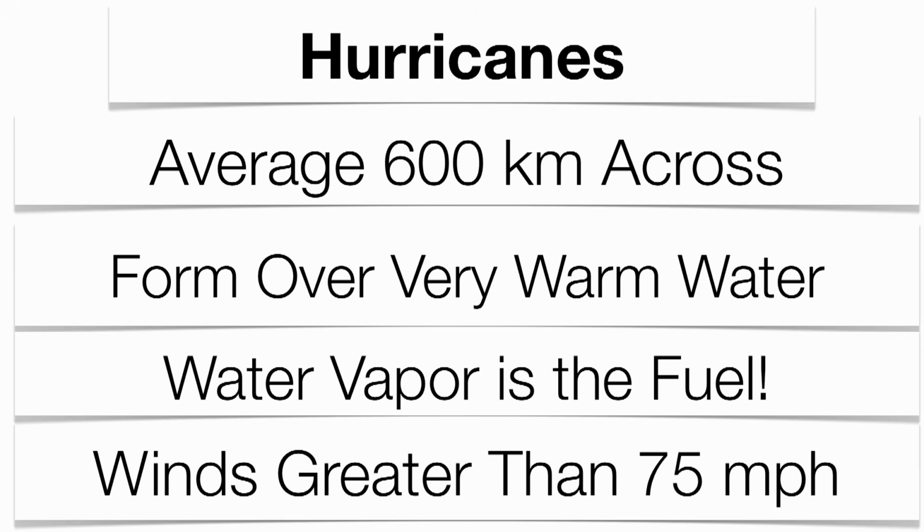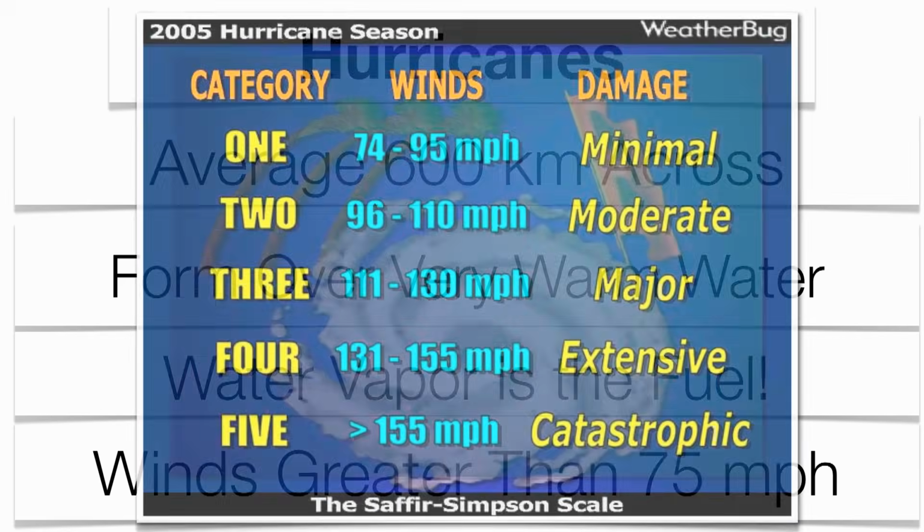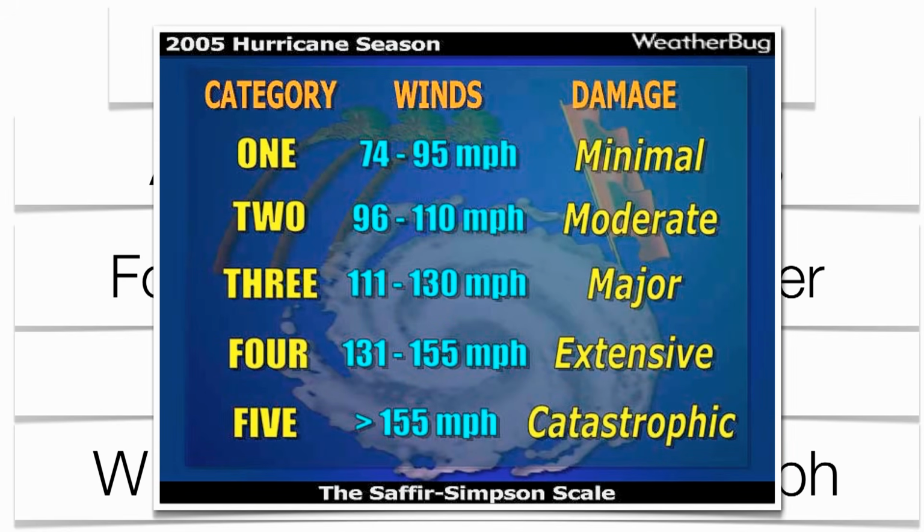So these storms actually start off as what's called a tropical depression. Then they get a little bit more organized, they turn into a tropical storm. Once those wind speeds get above 75 miles per hour, then we start getting into the category values for hurricanes. Now you can see you can go from category 1 to category 5, with obviously category 5 being the most catastrophic.